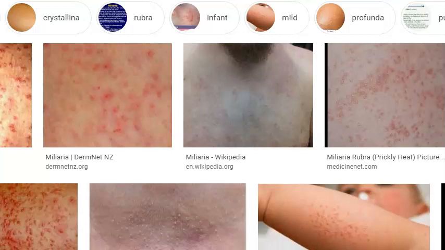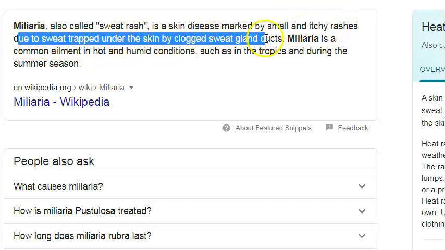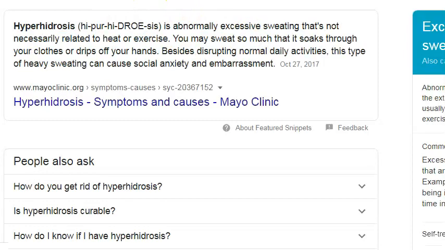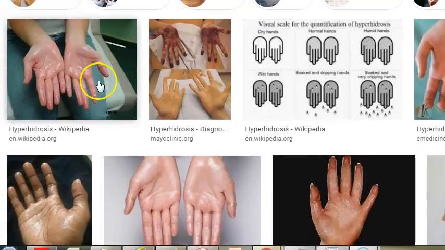This looks scary actually. Look at these photos. It's on infants. So like we told you, it's related to the sweat gland. Small itchy rashes due to sweat trapped under the skin, clogged sweat gland ducts. Okay. Hyperhidrosis is abnormally excessive sweating that's not necessarily related to heat or exercise. Wow, you're soaking so much that you're dripping, but it's not hot or you have not exercised, okay? So look at these sweaty hands.